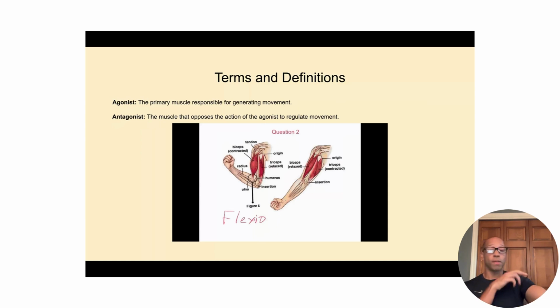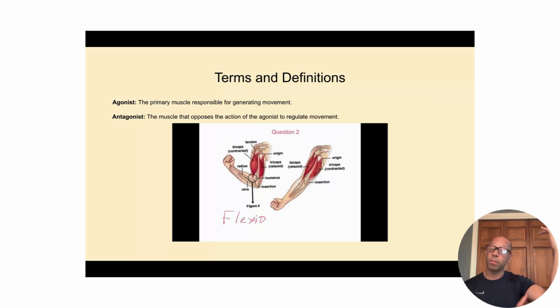And so for here, we've got our prime mover, which is our bicep. It's going to flex or contract to move the elbow. While this is happening, our antagonist would be the one that opposes it. It's on the other side. And this one is going to be at rest.